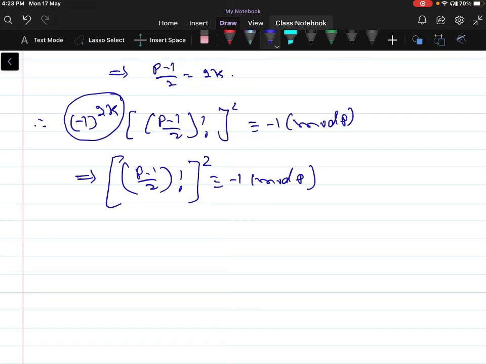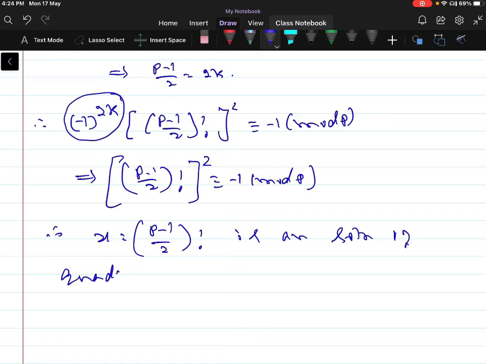So therefore x is equal to (p-1)/2 factorial is a solution of the quadratic congruence x square is congruent to minus 1 modulo p. So this is the proof.